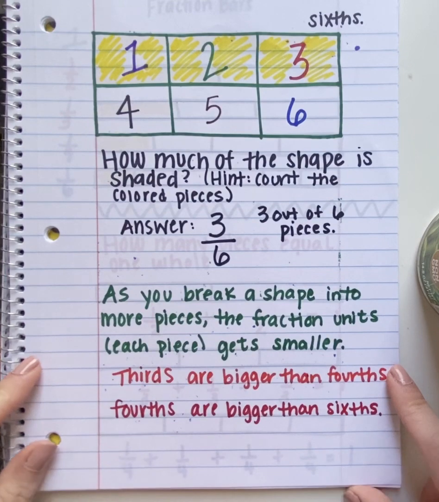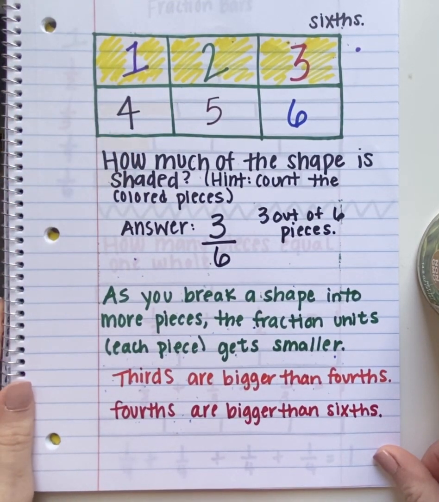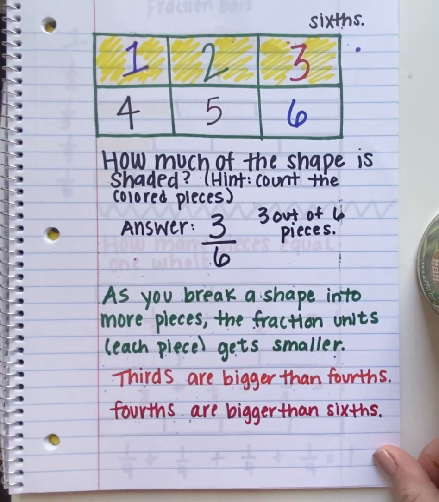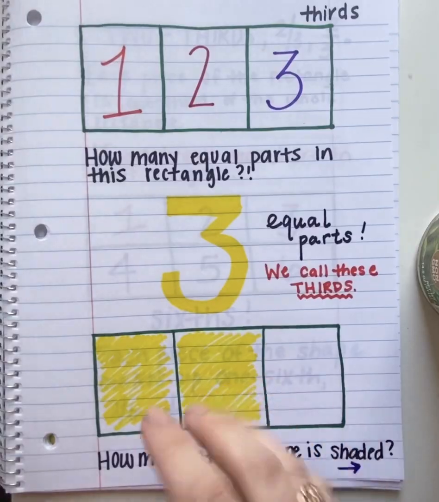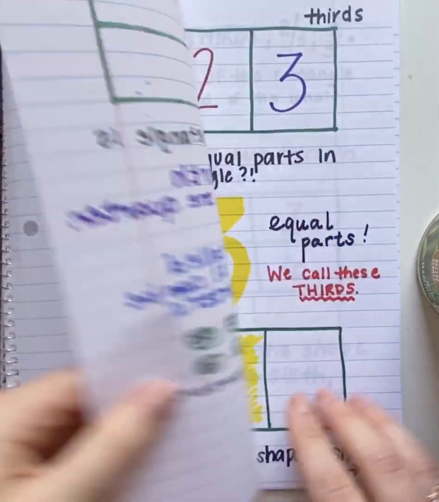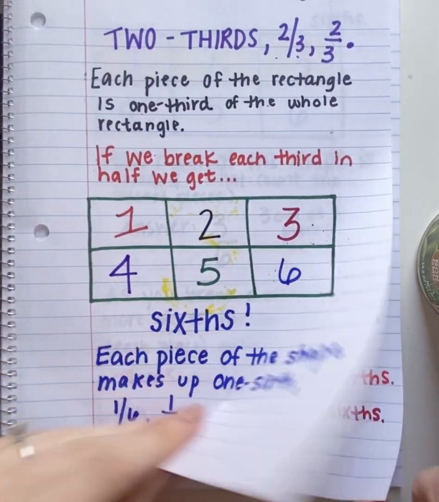As you break a shape into more pieces, the fraction units, the pieces, become smaller. So if you look at thirds, these pieces are bigger than the fourths. The fourths pieces are bigger than the sixths pieces, and so on.